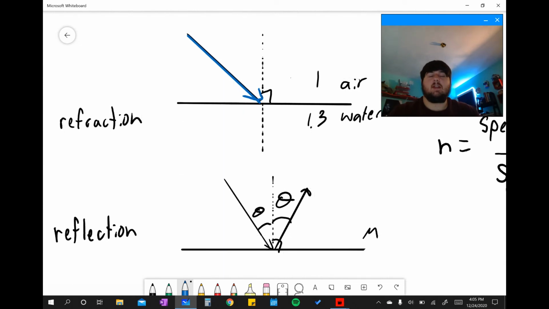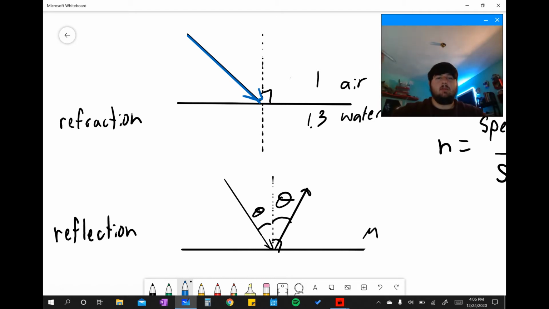So the law of refraction says that if a beam of light is moving from a material with a lower index of refraction, it is going to move away from the perpendicular. And vice versa. If a light beam is moving into a material with a higher index of refraction, it is going to bend towards the perpendicular. If you don't get that, I'll explain it right now.